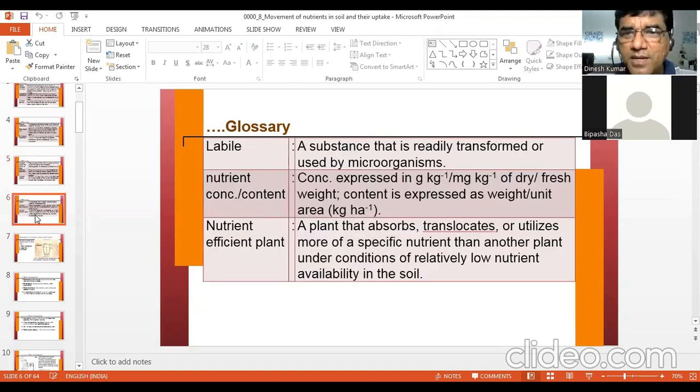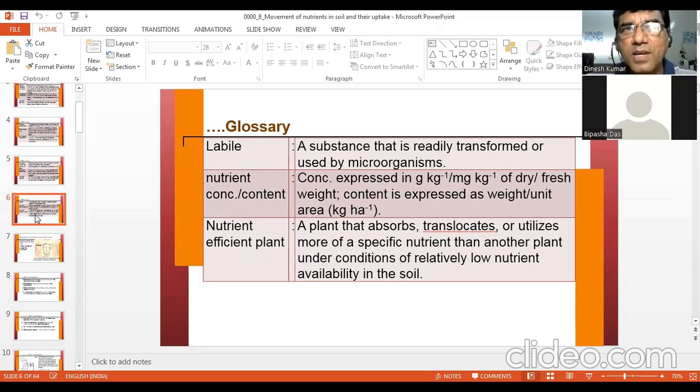Labile: a substance that is readily transformed or used by microbes easily. Nutrient concentration, content, I told you already. Nutrient efficient plant: a plant that absorbs, translocates, or utilizes more of a specific nutrient than another plant under conditions of relatively low nutrient availability in the soil.